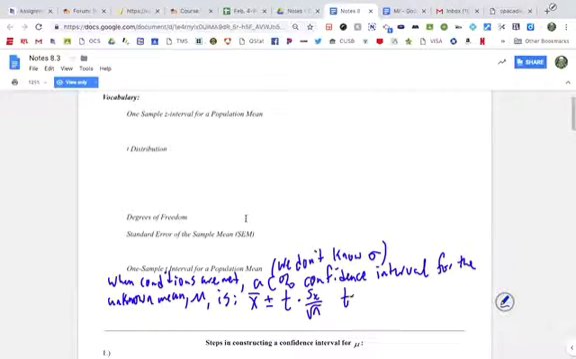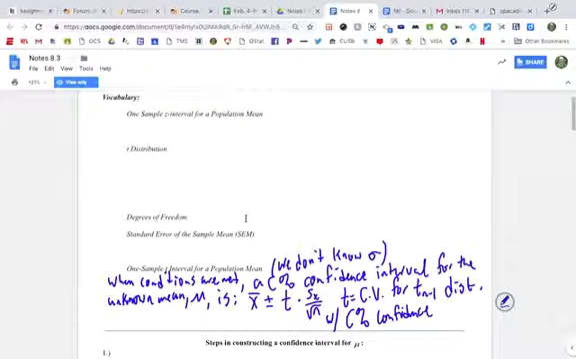Okay? Where t* is our critical value for a t distribution with n minus 1 degrees of freedom with C% confidence, with C% of data between negative t star and t star. So in that case, if we have a 95% confidence, that means there's 95% of data between your negative t value and your positive.